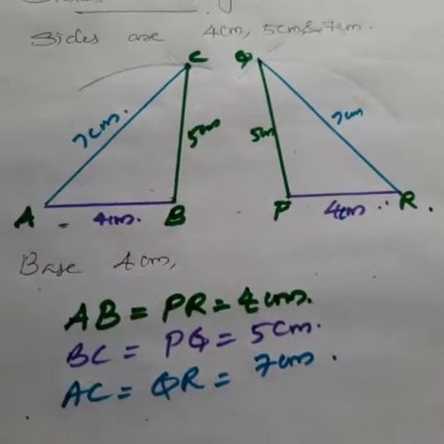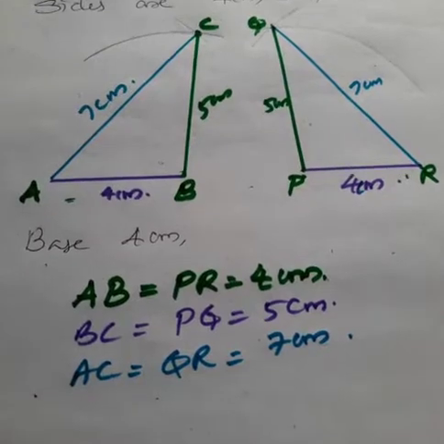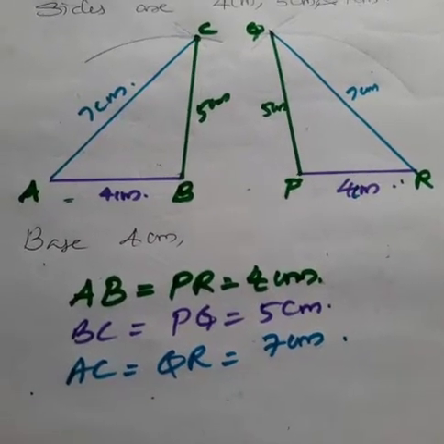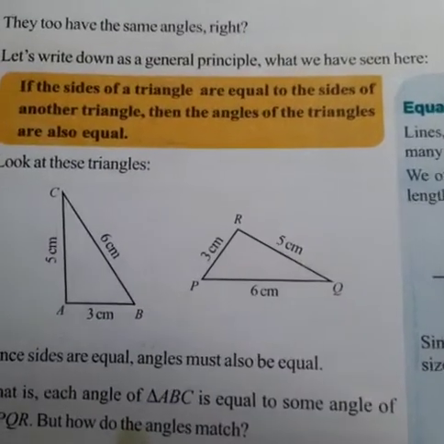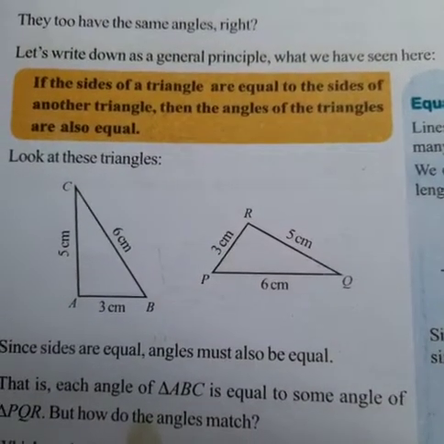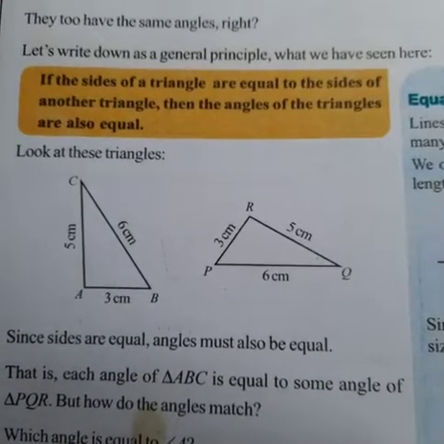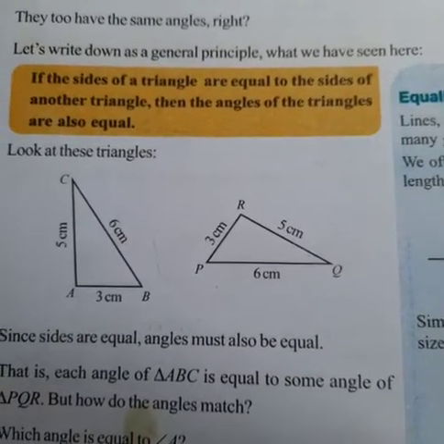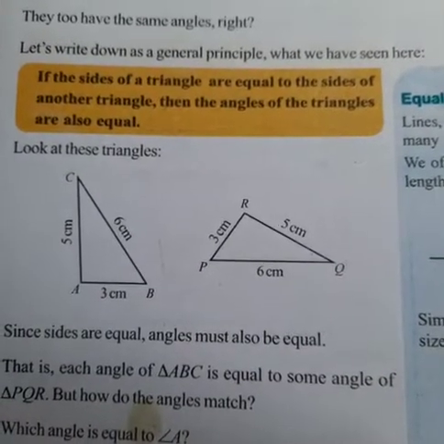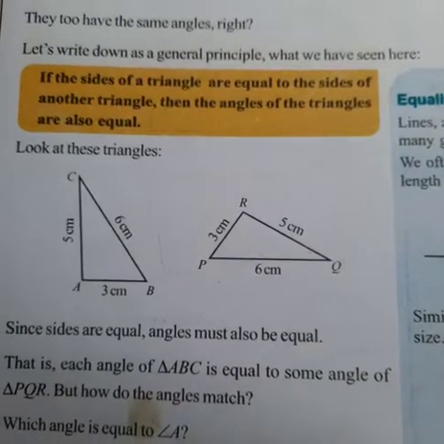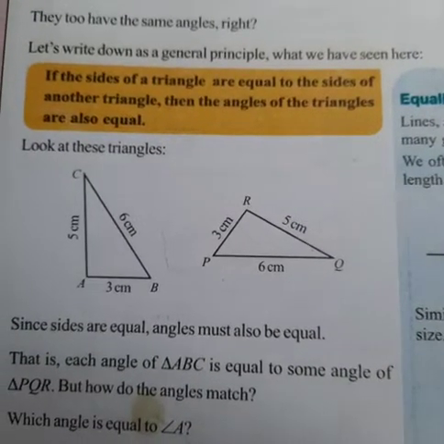So we can equate the equal sides. Equal sides of the triangle should be equated like this. Here we generate a principle. If the sides of a triangle are equal to the sides of another triangle, then the angles of a triangle are also equal. Once again, see that if the sides of a triangle are equal to the sides of another triangle, then the angles of the triangles are also equal.